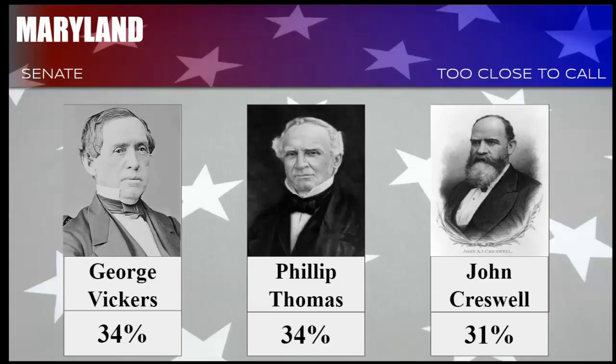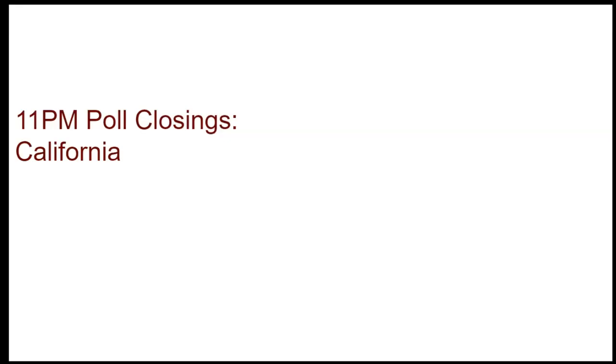We now have polling updates. And out of Maryland Senate race, currently too close to call, still a statistical tie between Vickers and Thomas. However, John Criswell is starting to catch up to his 2 opponents, but it is unlikely he wins the seat. It is now 11 p.m.